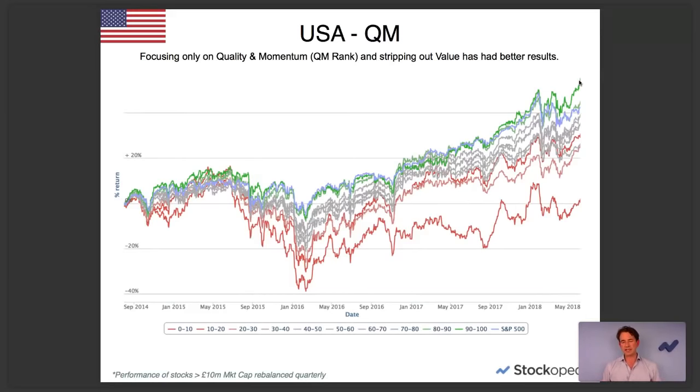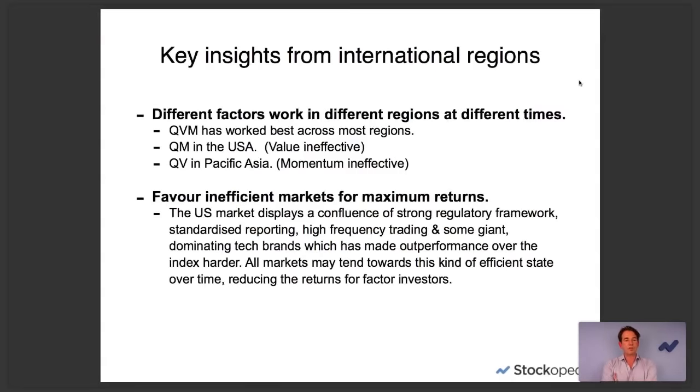But I think this does illustrate the point from international investing that different factors work in different regions at different times. QVMs work best across most regions, QM in the USA, QV in Asia. And certainly I would say you want to favor more inefficient markets for maximum returns. Over time, you might see markets trending towards that US model of having stronger regulations, more standardized reporting, high frequency trading, etc. And that makes outperforming indices harder. And I've seen this in academic research as well.